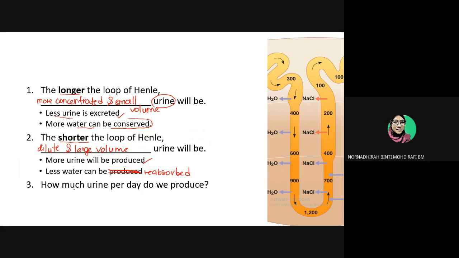Okay, next question. How much urine per day do we produce? It is about 1.5 liters. So 1.5 liter ni lah yang menyebabkan you frequently go to the toilet. Miss, nak pergi toilet. Madam, nak pergi toilet. Saya nak pergi toilet. Sebab apa? 1.5 liters of urine needs to be excreted out.